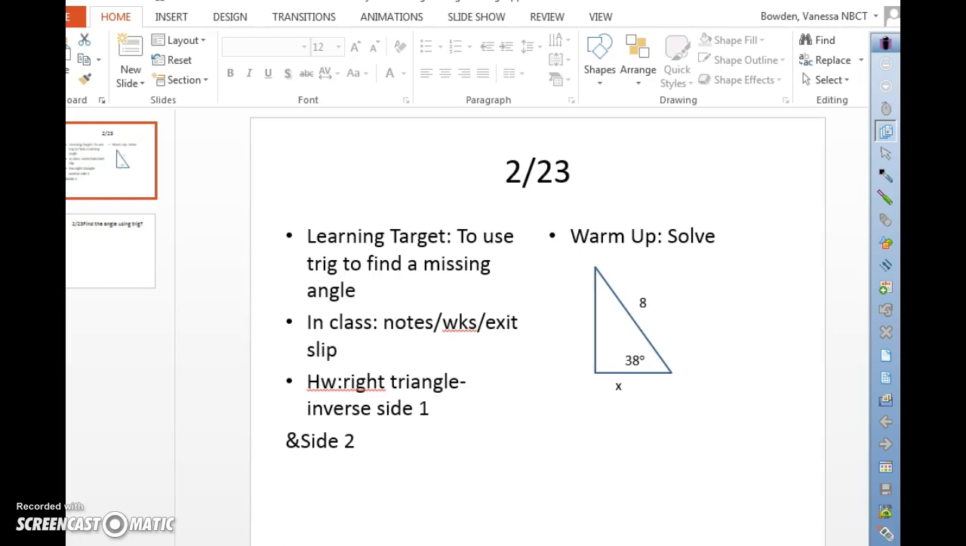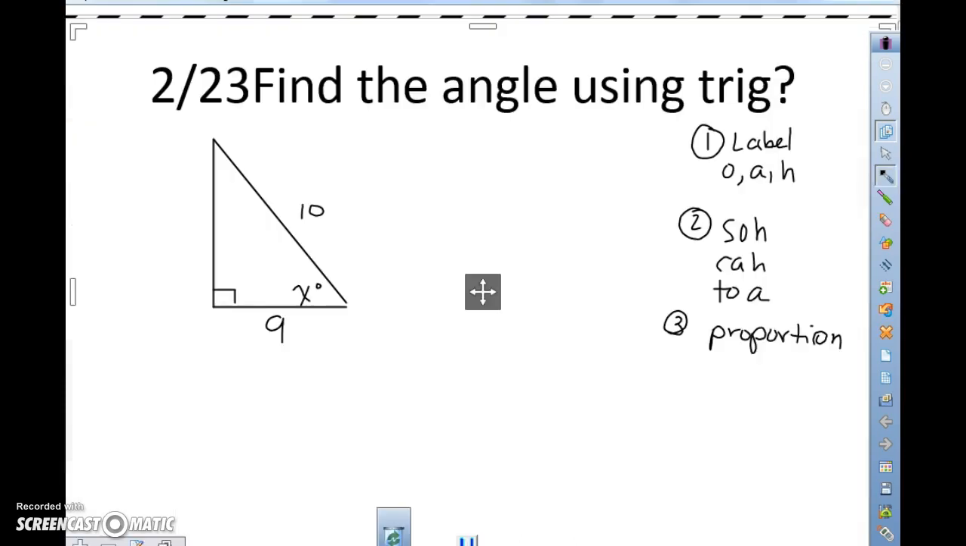Okay, so these are going to be continuation notes from you. So the first thing that we're going to do is label either the opposite, the adjacent, or the hypotenuse side. So if we are here at the x, is the 9 opposite, adjacent, or hypotenuse? It's the adjacent. Okay, and the 10 would be the hypotenuse. Okay, so we did that part.